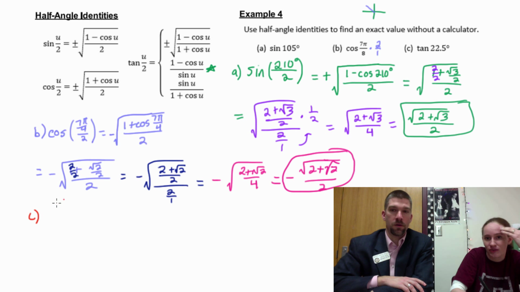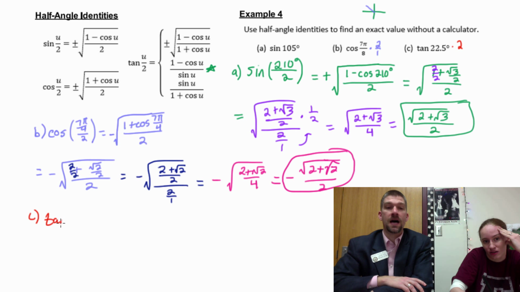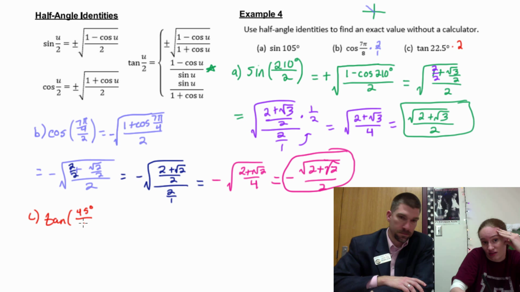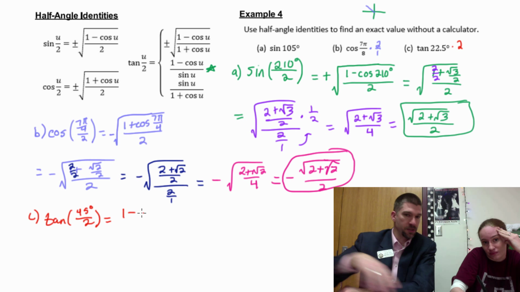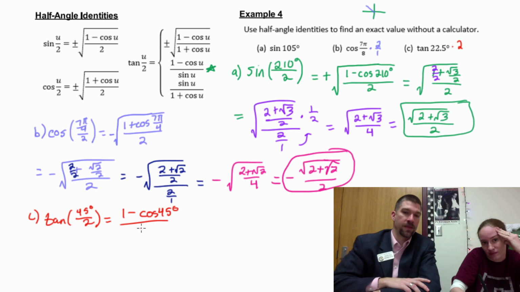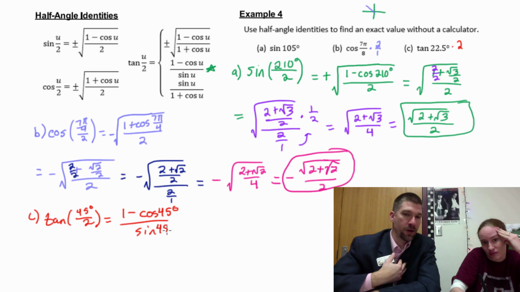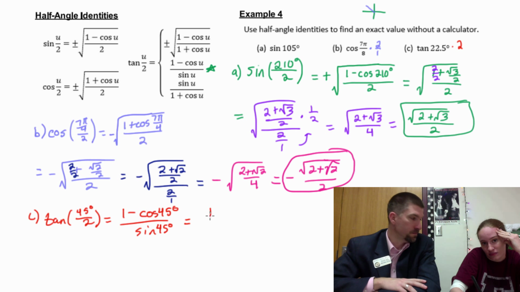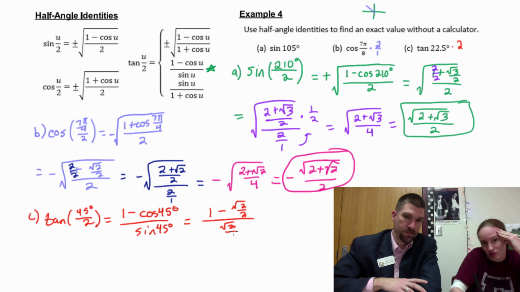Tangent of 22.5. So we have to multiply this by 2 to figure out what angle to use. 45. Thank goodness, that's 1. But don't you dare write it because you have to do the whole half angle process. So let's use the one that I started. I know the cosine of 45 degrees is square root of 2 over 2. So we got 1 minus square root of 2 over 2, divided by square root of 2 over 2.